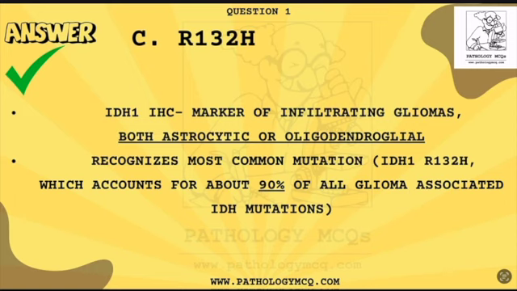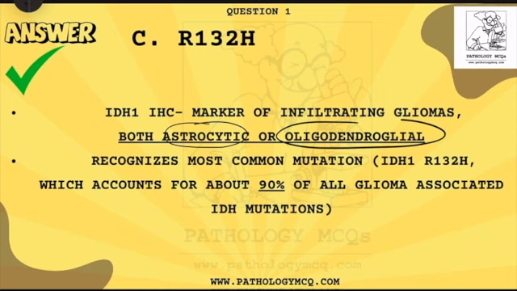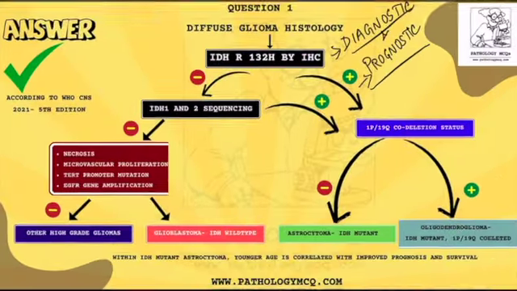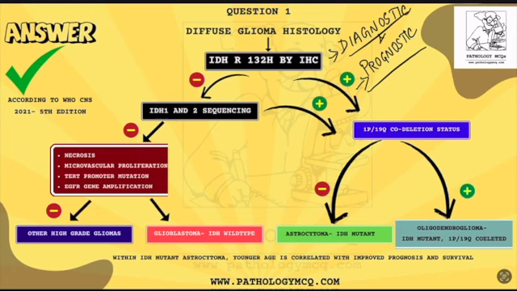IDH is a marker of both astrocytic as well as oligodendroglial tumors. The most common IDH mutation, which is recognizable by immunohistochemistry, is IDH R132H mutation. This mutation also accounts for 90% of all gliomas with IDH mutation. This mutation has diagnostic as well as prognostic significance.